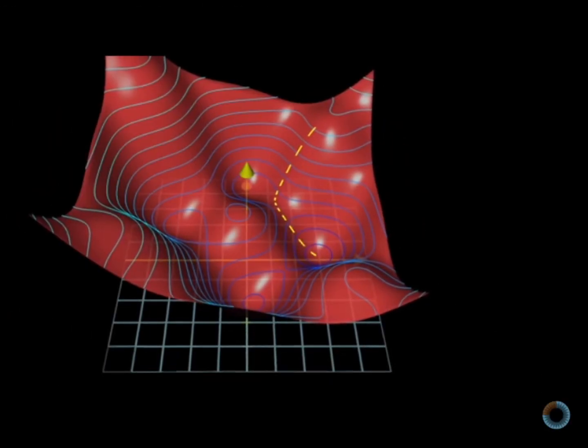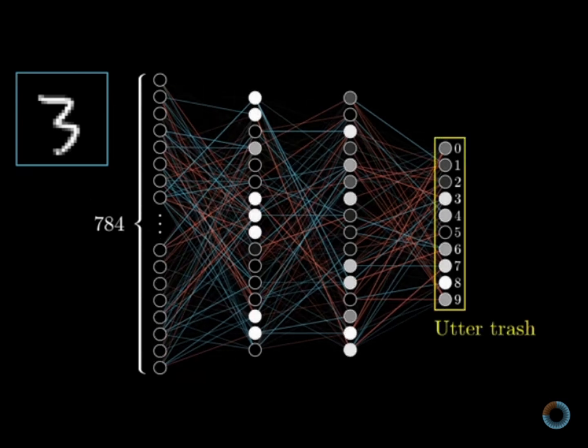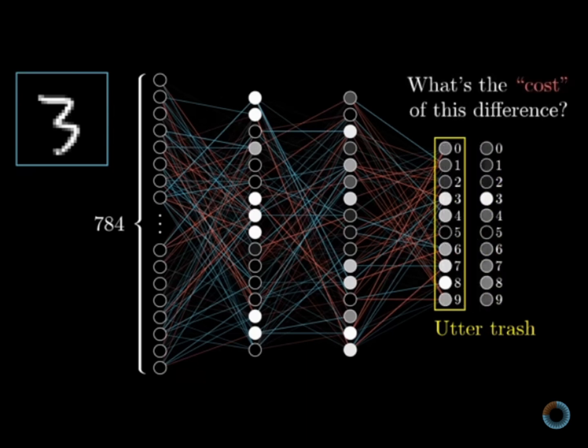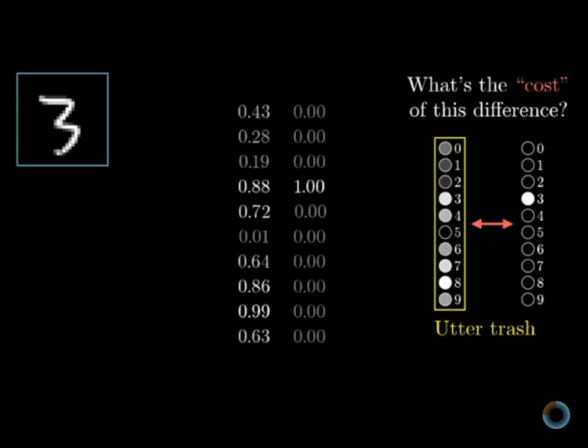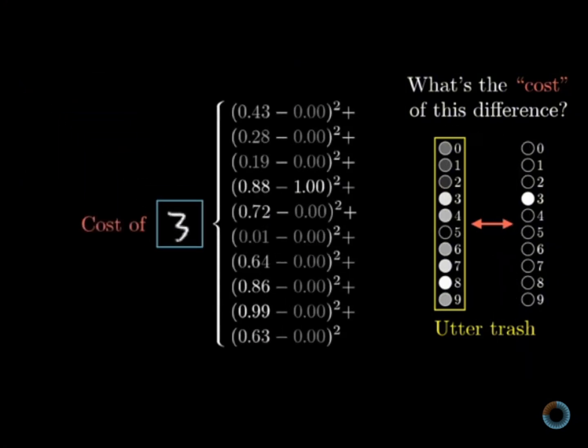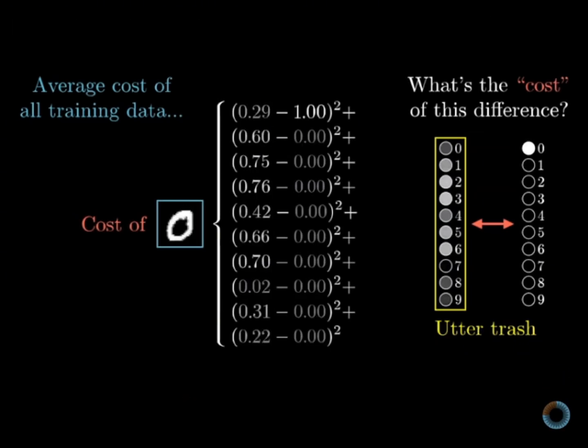A certain cost function. As a quick reminder, for the cost of a single training example, what you do is take the output that the network gives, along with the output that you wanted it to give, and you just add up the squares of the differences between each component. Doing this for all of your tens of thousands of training examples and averaging the results, this gives you the total cost of the network.